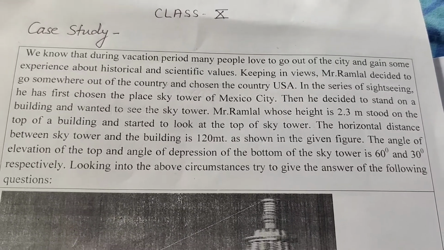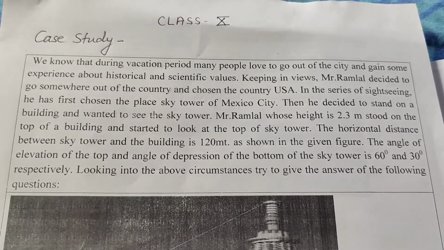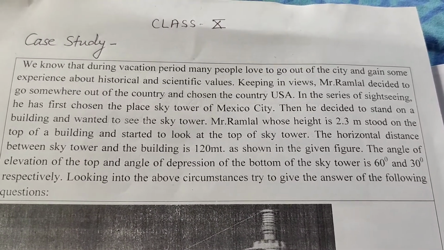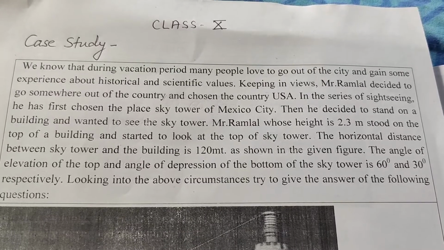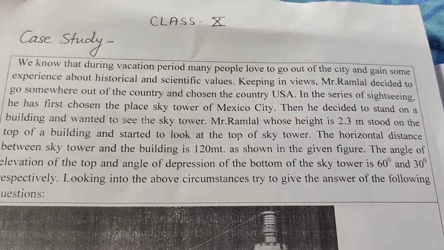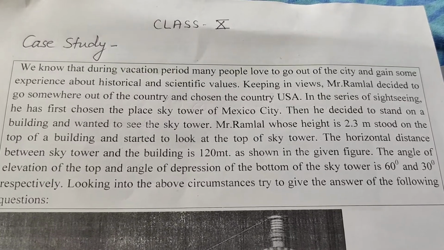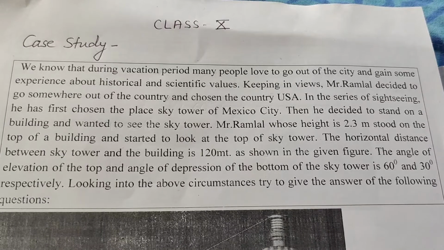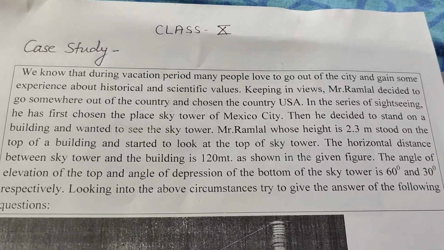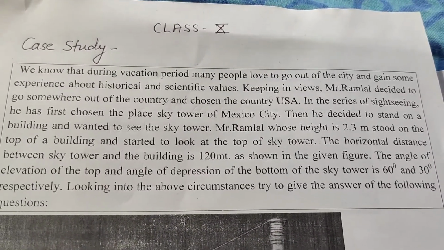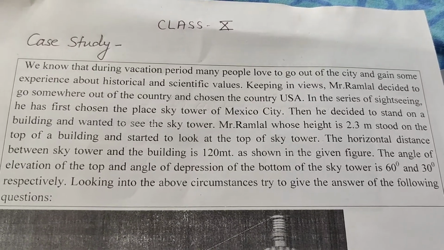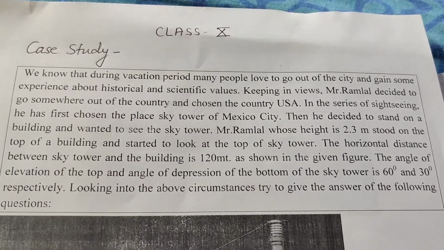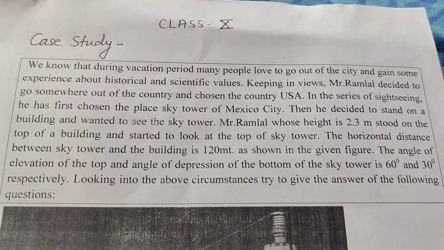Then he decided to stand on a building and wanted to see the Sky Tower. Mr. Ramlal, whose height is 2.3 meters, stood on top of the building and started to look at the top of the Sky Tower. The horizontal distance between the Sky Tower and the building is 120 meters, as shown in the given figure. The angle of elevation of the top and the angle of depression of the bottom of the Sky Tower are 60 degrees and 30 degrees respectively. Looking into the above circumstances, try to give the answer of the following questions.